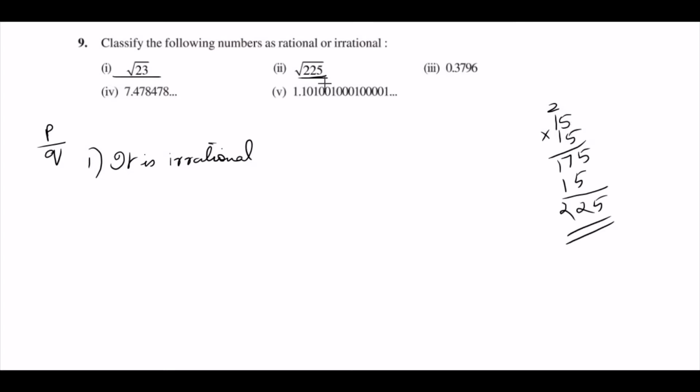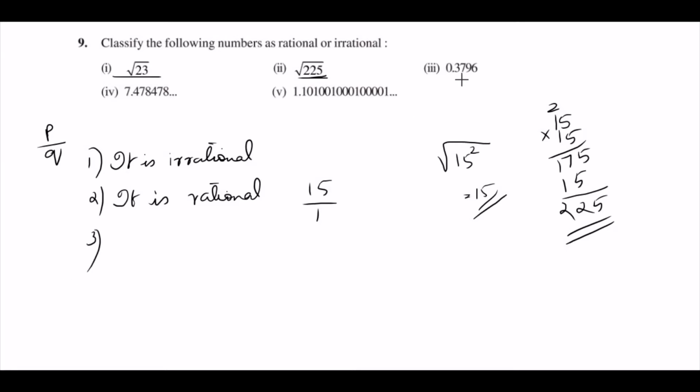Numbers like this, you have to check if it is a perfect square. Here 15 square is 225. So you can write it in the form root 15 square. That means the value is 15. So this is a rational number, because 15 can be written as 15 by 1, that is in the p by q form. The third one is 0.3796. Here you can see it has a terminating decimal expansion. Terminating decimal expansion is only for rational numbers. So this is a rational number.